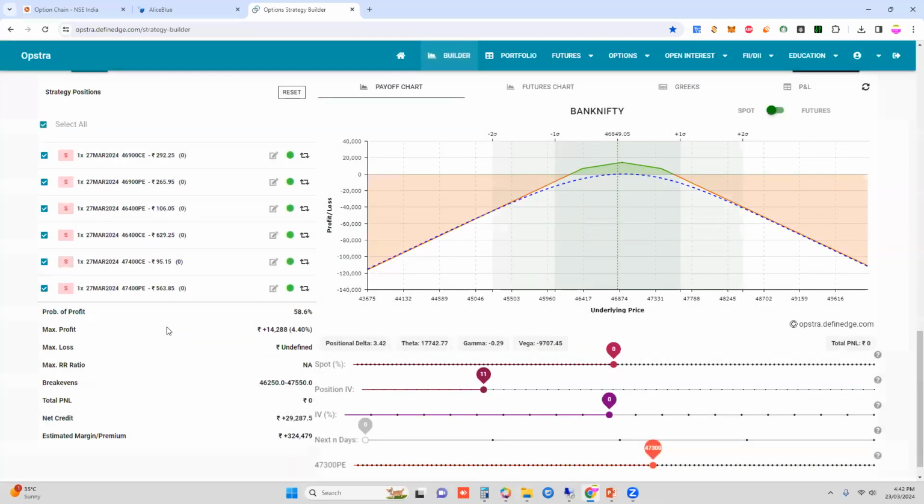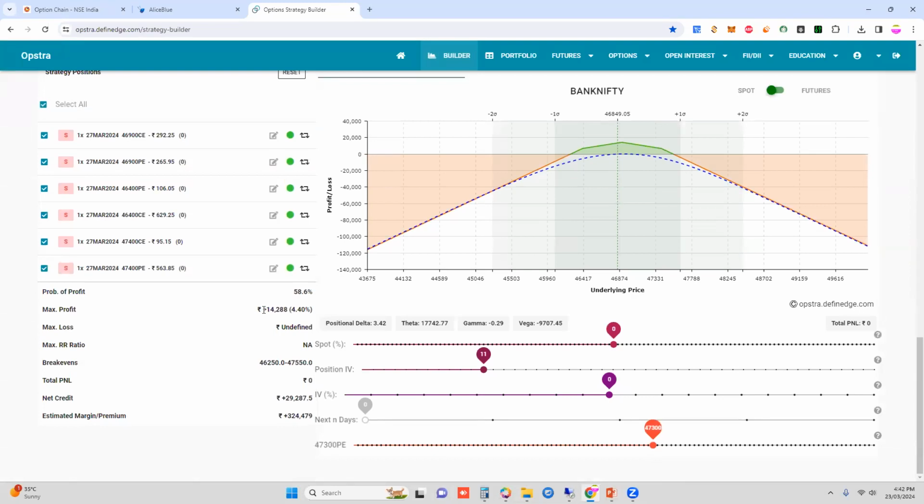See here, what is our maximum profit? 14,000 rupees. What is our break-even point? Just listen: 47,550. Understanding this? If the market is currently trading around 46,900, the market has to travel 500 points to hit our stop loss, or we just exit our trade. Only if 47,500 is crossed will we have a loss. Else we will just be enjoying the profit.